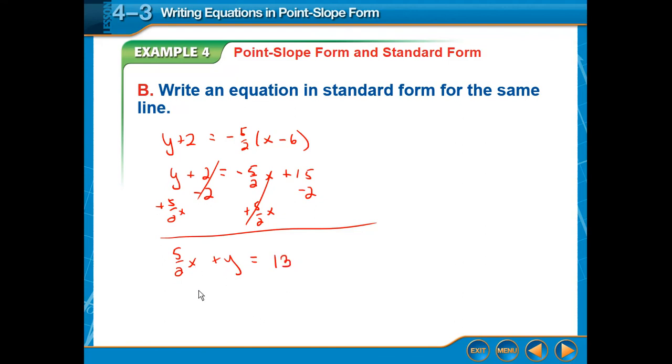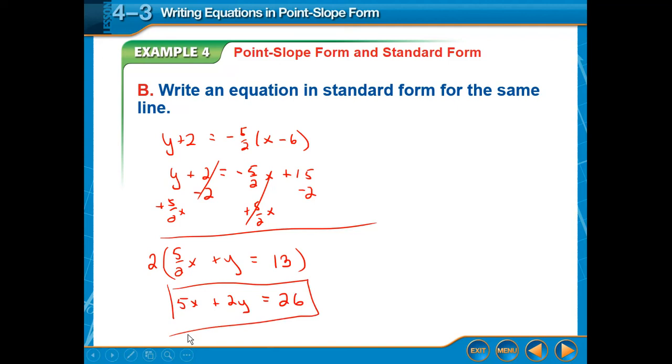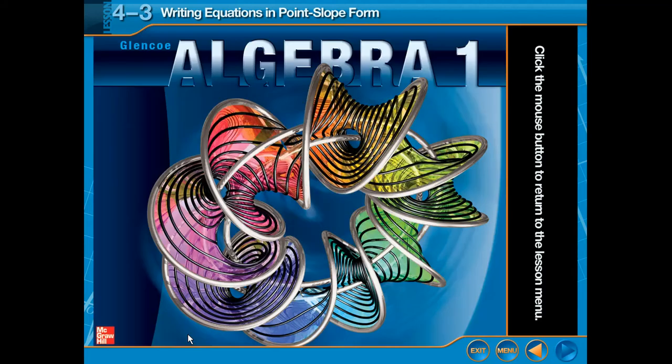Now I need this to be standard form. This is not standard form because of this 5 over 2. It needs to be a whole number. So I'm going to multiply everything by 2. So I get 5x plus 2y equals 26. And now this does not have any factors in common, so this is now standard form. And that is the end of this section. I will go through some extra problems for you to try.